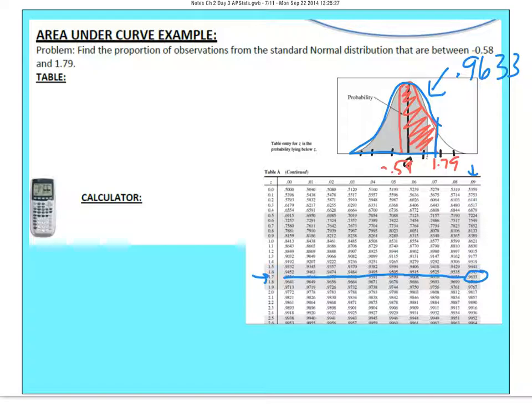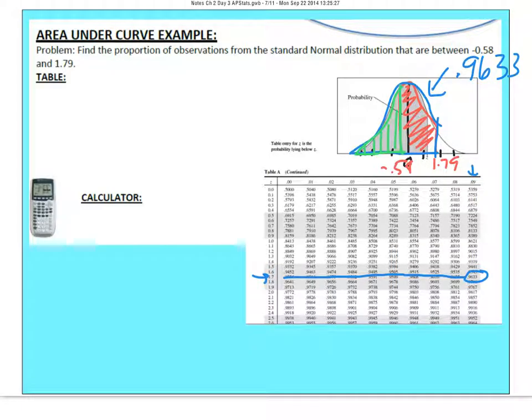Now what I need to do is to try to find the area from this z-score all the way back. If I can find that particular area, then what I could do is take my value of 0.9633 and subtract this value from it, which will leave us with the red region.